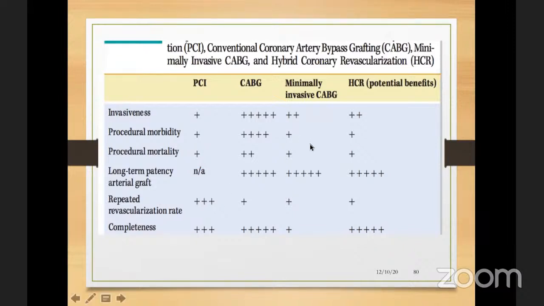The potential benefits of hybrid compared to PCI, CABG, and minimally invasive CABG are the minimal invasiveness and lower procedural morbidity and mortality, and it takes from CABG the benefit of long-term patency of the arterial graft and a lower rate of repeated revascularization.